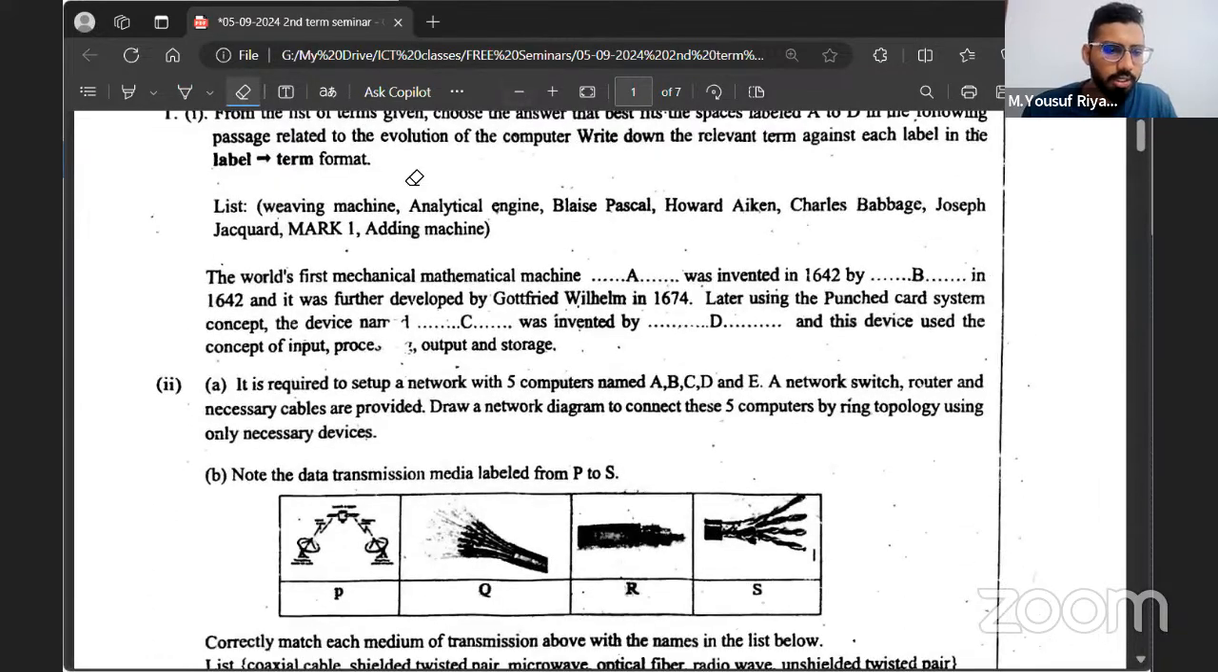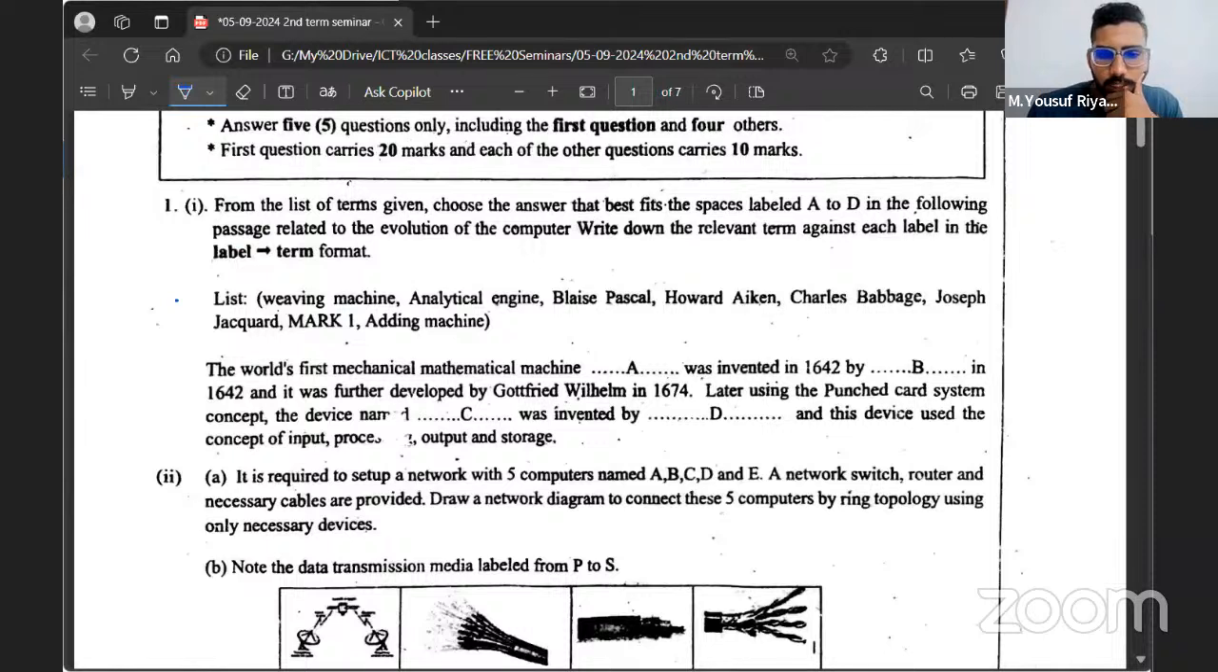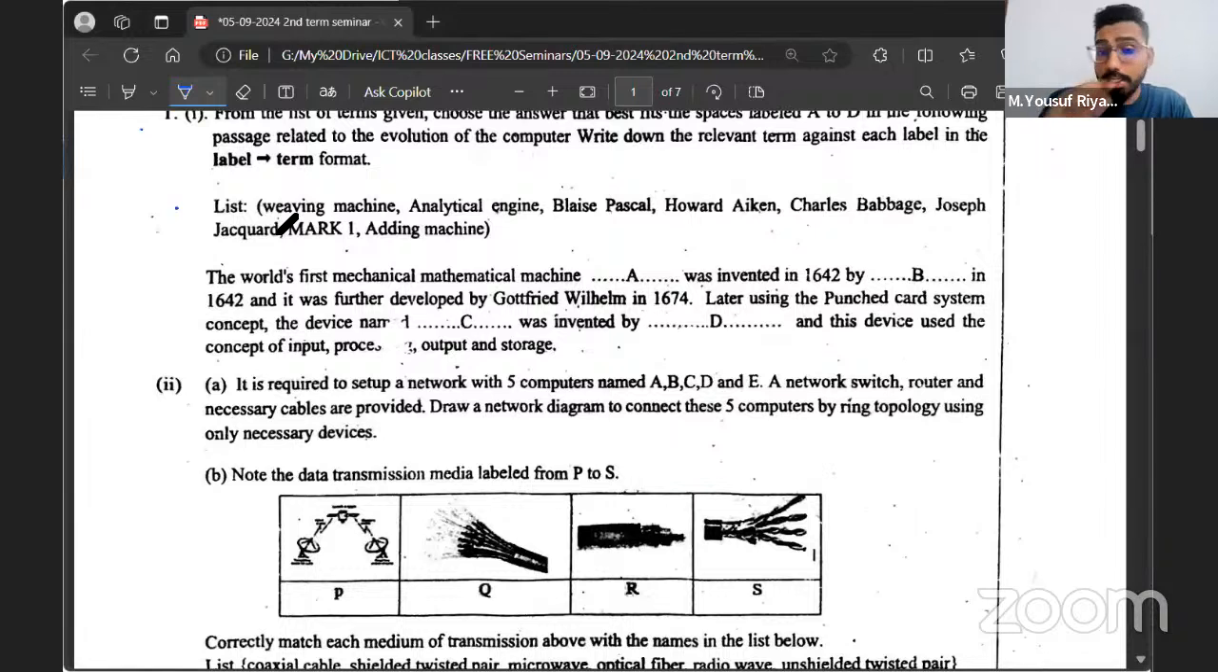The first question. From the list of terms given below, choose the answer that best fits the space labeled A to D in the following passage related to the evolution of the computer. Write down the relevant term against each label in the label dash term format.